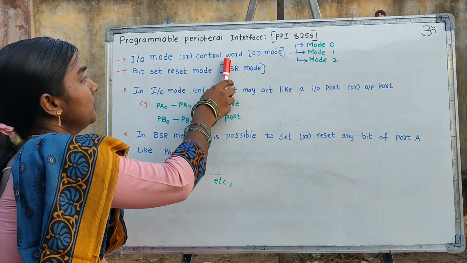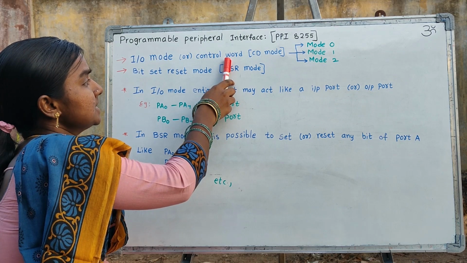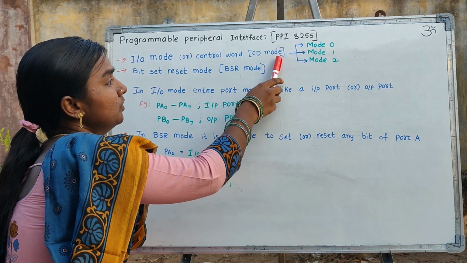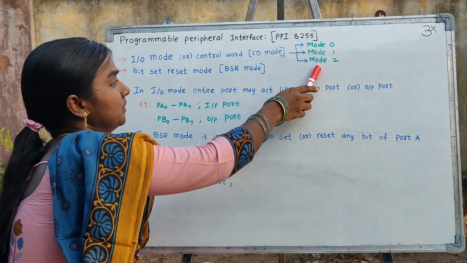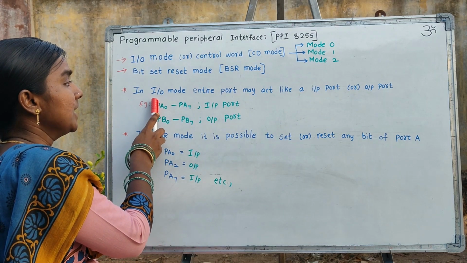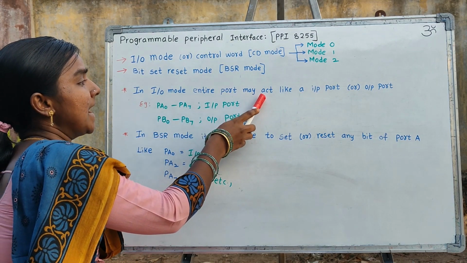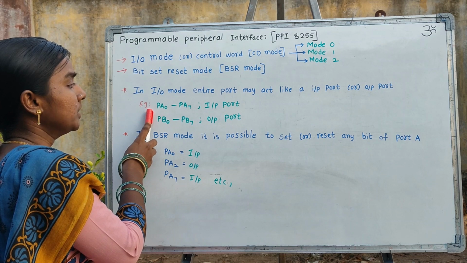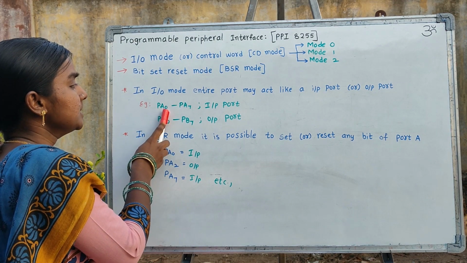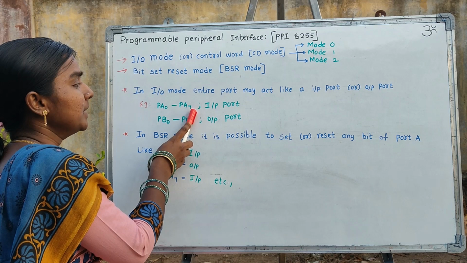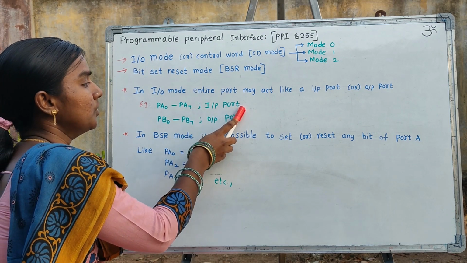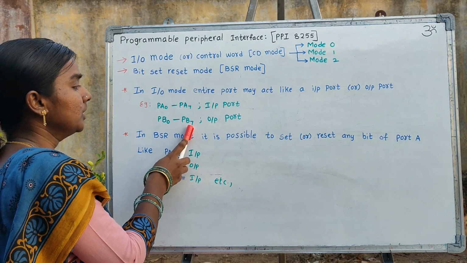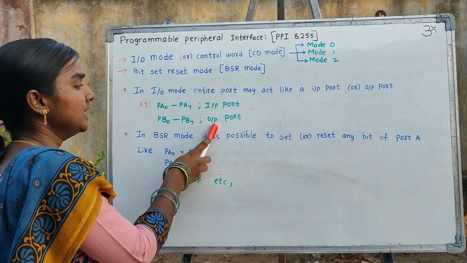Here, the input-output mode we may also call the control word mode. This can be divided into mode 0, mode 1, and mode 2. If we consider IO mode, an entire port may act like an input port or output port. For example, if I consider port A, the lines PA0 to PA7, these 8 lines will act like an input port. If I consider port B, the lines from PB0 to PB7, these 8 lines will act like an output port.